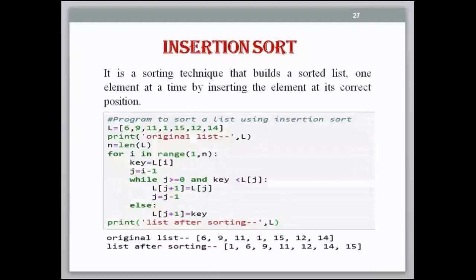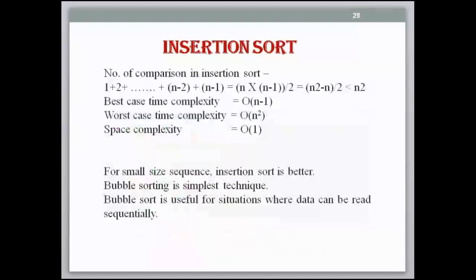Then we have insertion sort. It is a sorting technique that builds a sorted list one element at a time by inserting the element at its correct position. Number of comparisons is n squared minus n divided by 2, so nearly equal to n square. The best case is n minus 1, worst case is n square, space complexity is 1. For small size sequences, insertion sort is better.